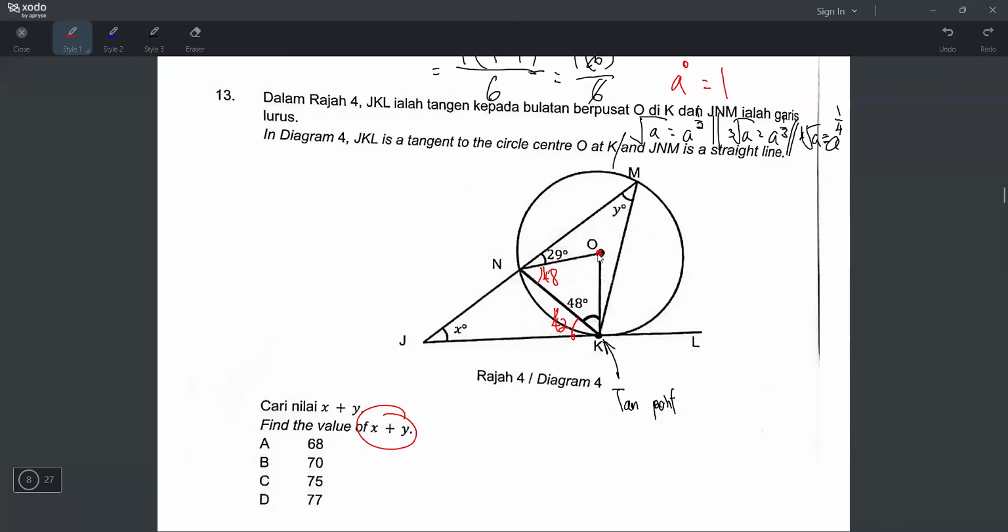Because this is the center of the circle. If you draw a radius here, and a radius here too, and radius must be the same length. And if they are the same length, then this will be an isosceles triangle. And in an isosceles triangle, the two angles here are the same.